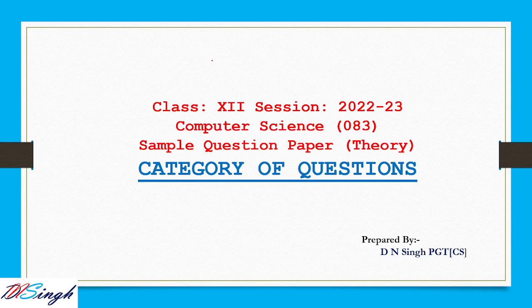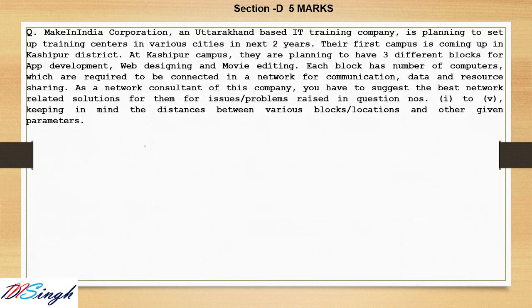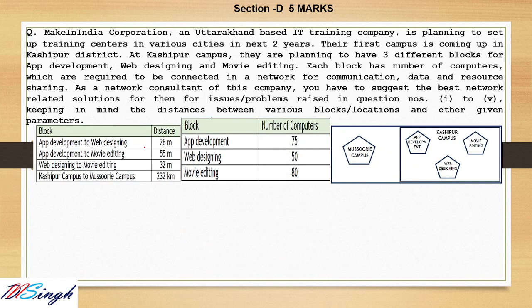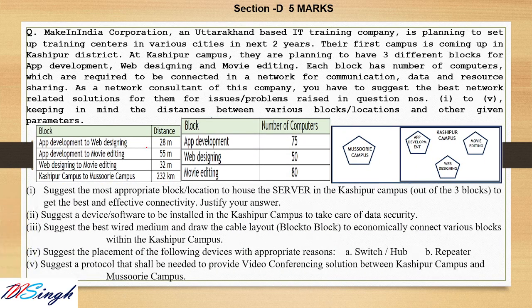Now our job is to discuss Section D and Section E in this lecture. So let us move forward without any delay. This is the first question under Section D. Here they have given a case study on computer networks, and this is a 5 marks question.